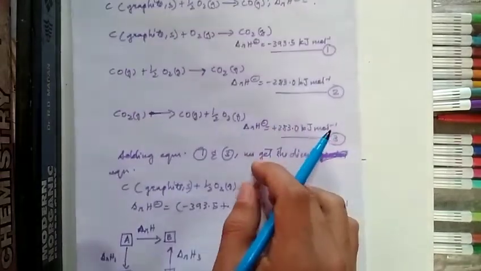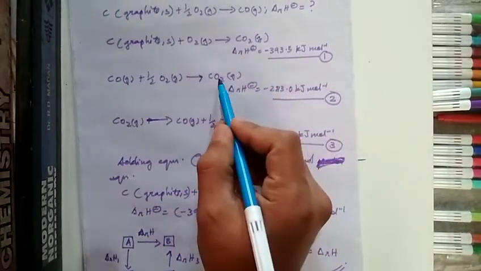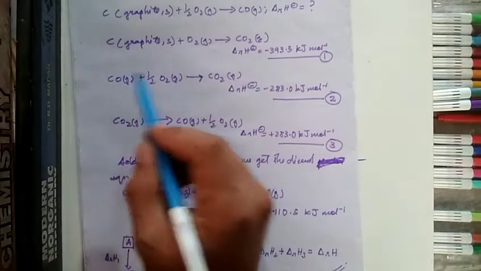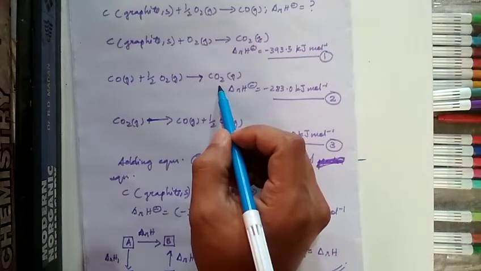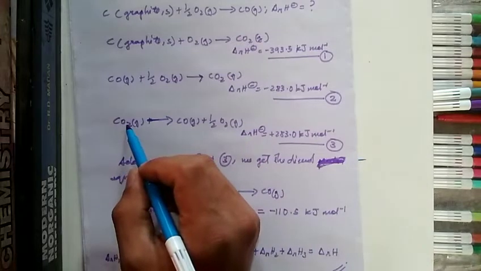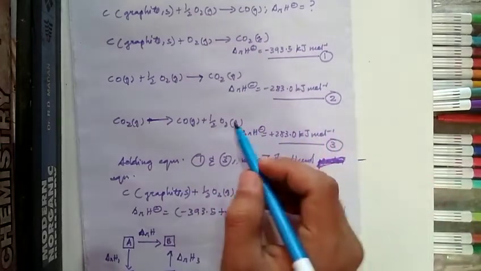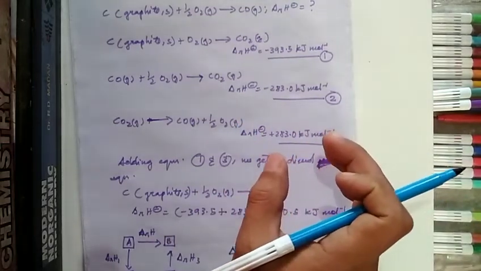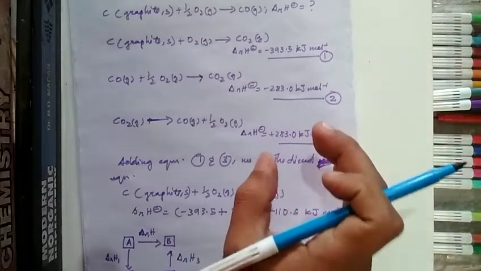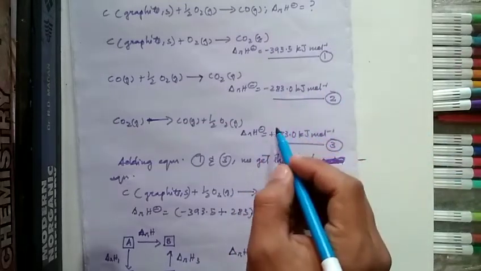Next what we are going to do is bring this carbon monoxide to the right side. So for this case we are going to reverse this reaction. So we write CO2 to give CO and half oxygen. So when the reaction is reversed, please remember this, the enthalpy change will be the same magnitude, only the sign will change.